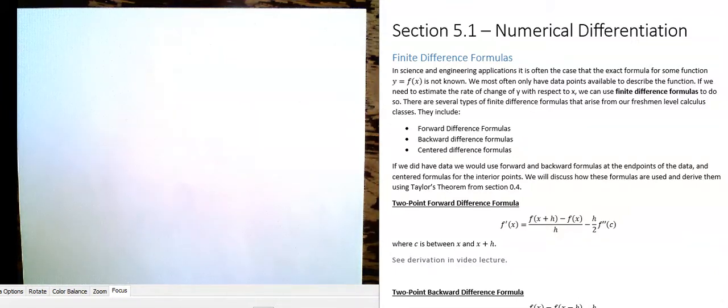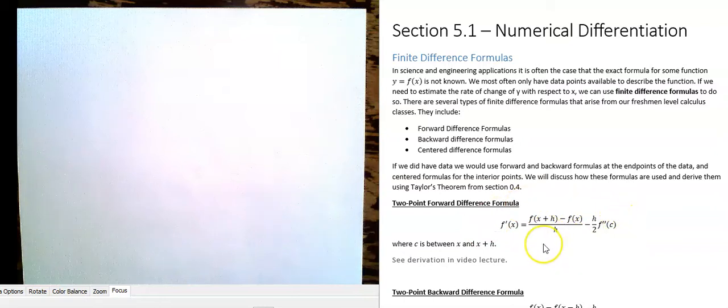So if we have data, we can use center difference formulas for any point that's in the interior of the data set, and at the end points of the data set we have to use a forward or backward difference. So let's take a look at the first one. Here we're going to look at the 2-point forward difference formula. That is this guy right here. We're going to generate this using Taylor's formula.